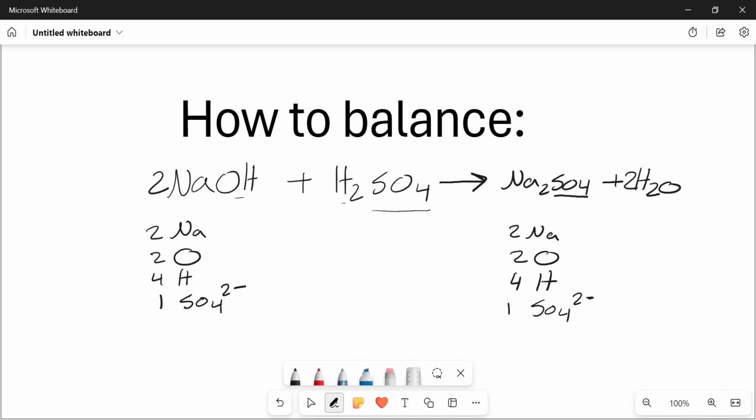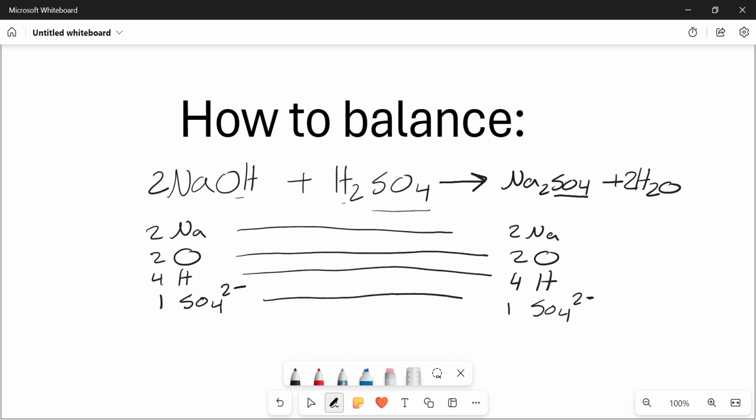So this means that we have equal elements and ions on both sides of the chemical reaction. So this chemical reaction is balanced.